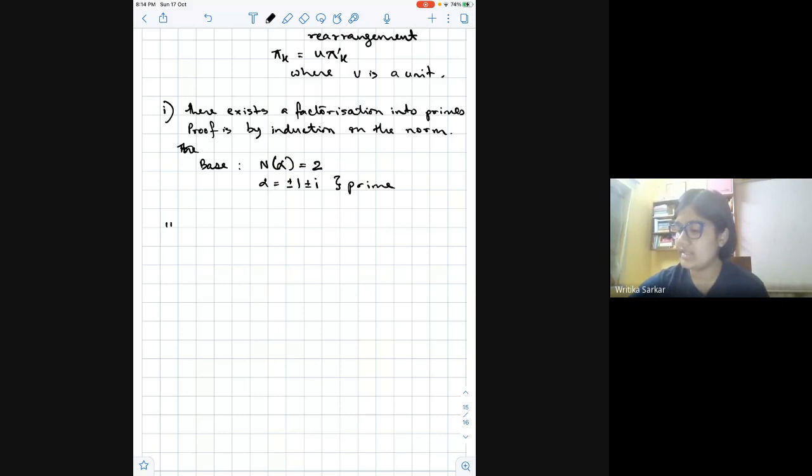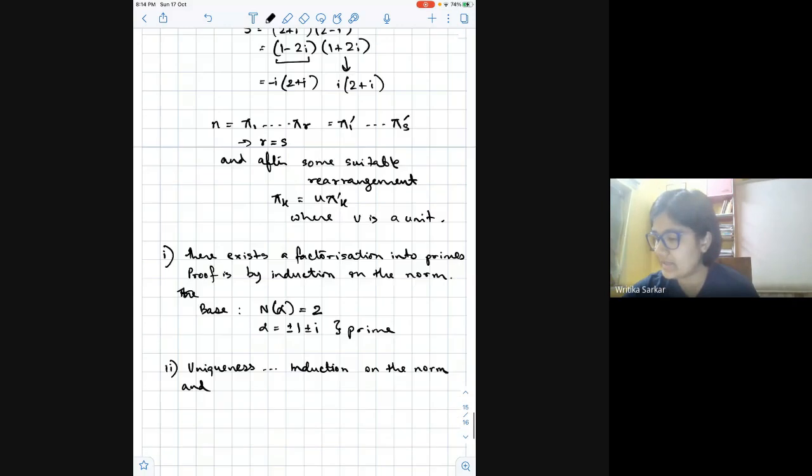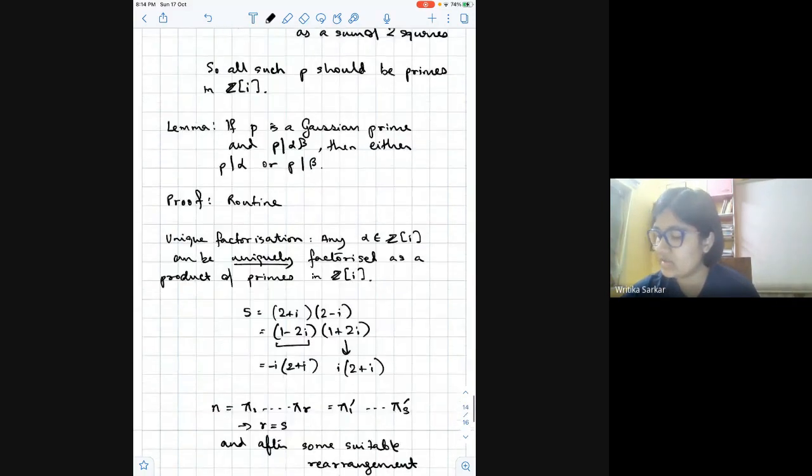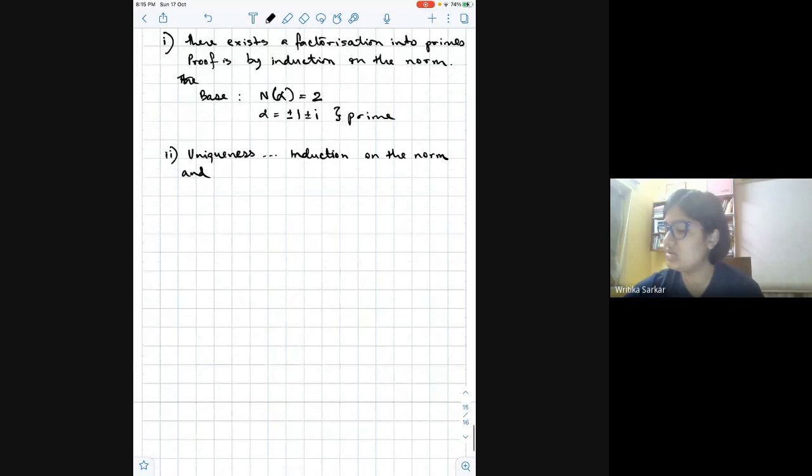and that would be easy. And the second, you have to show the uniqueness, and this is also done by induction on the norm. Induction on the norm, and the lemma that we just did previously, let me just call this lemma star, right? So you just have induction on the norm and use lemma star, and you can show uniqueness.